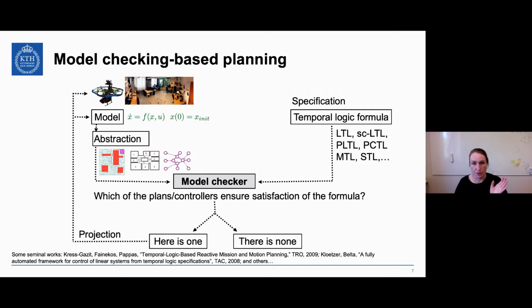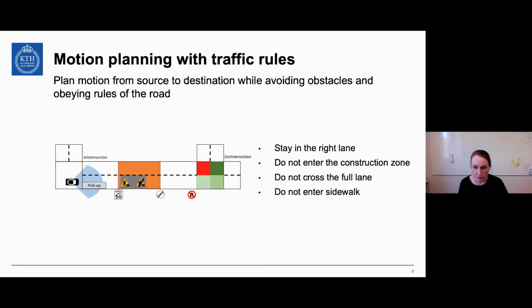All right, so that was the introduction. What we have now is a framework where I can take my robot and my LTL formula, and I get out a plan that provably satisfies the formula. In the first part of the real content after the intro, I will focus on motion planning for autonomous vehicles with traffic rules. So here you have a vehicle.